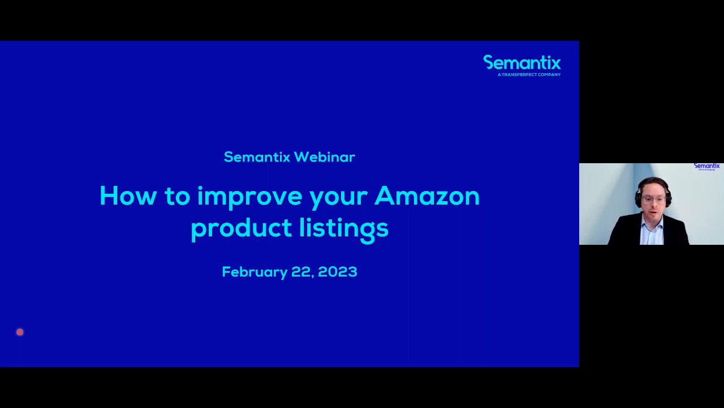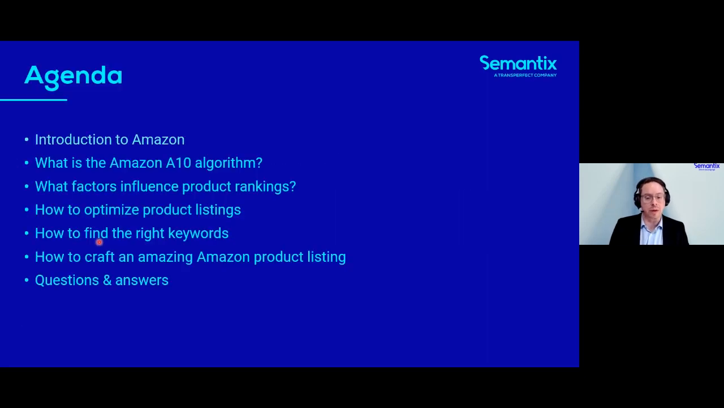Before we dive in, why don't we look at the agenda for the day? We will look at Amazon, and we'll look at the A10 algorithm. We'll also look at what factors influence product ratings and how to optimize those product listings. We'll look at how to find the right keywords, and then we'll finish off with how to craft an amazing product listing. And of course, as Tony said, we will handle your questions, and I'll answer them to the best of my ability at the end.